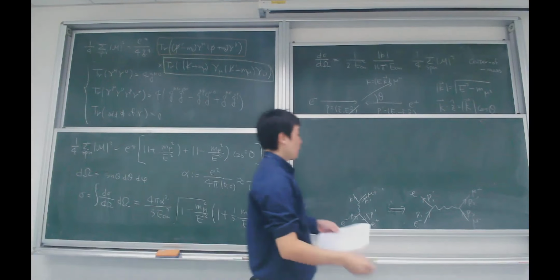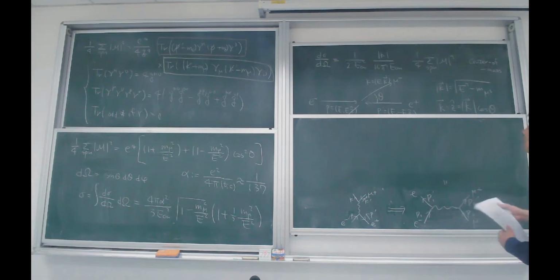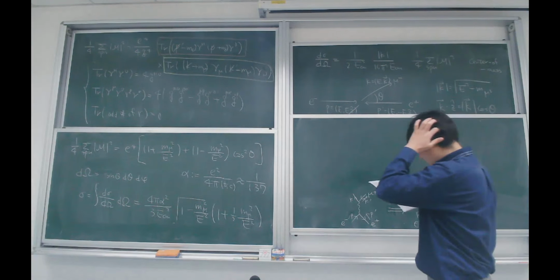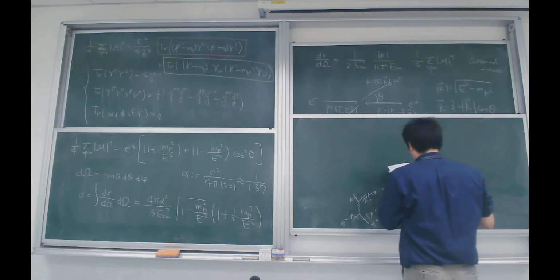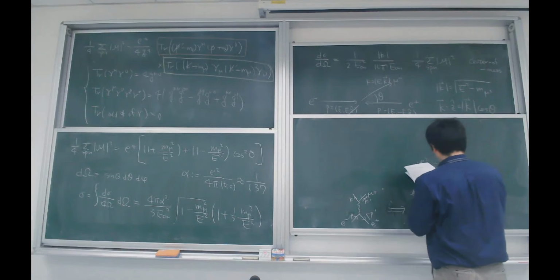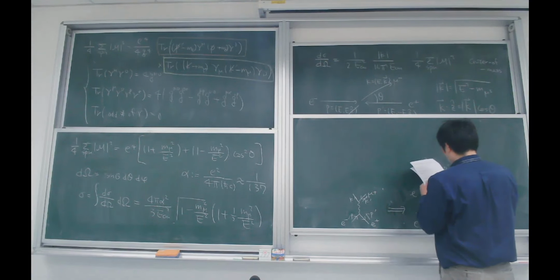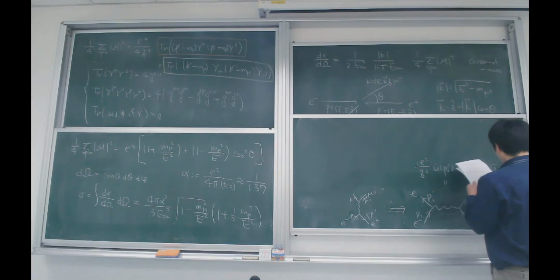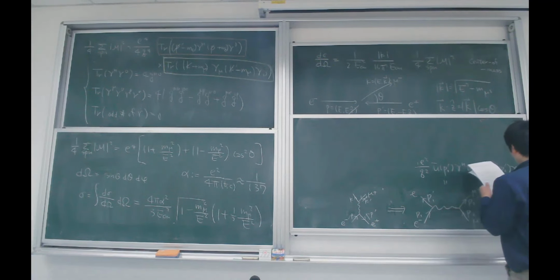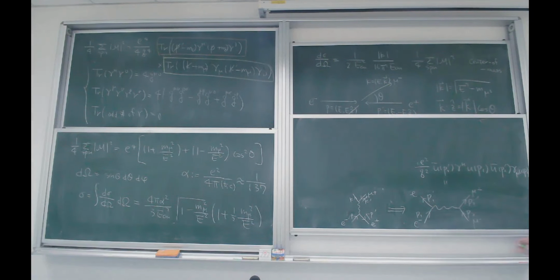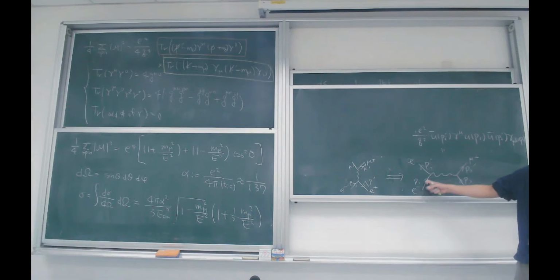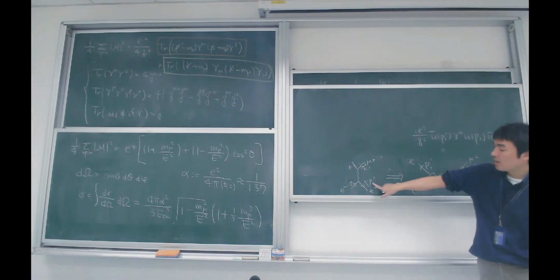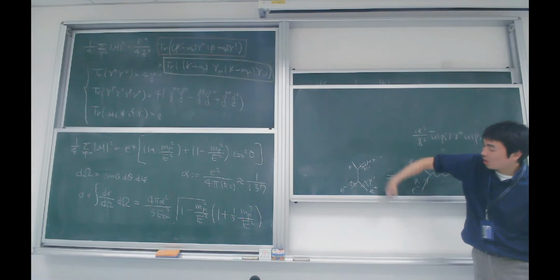This process, you can do the same exercise. To do that, this one is equal to i e squared over q squared, ū(p') γ^μ u(p1) and ū(k) γ_μ u(p2). And in fact, you can easily see it. So here, p1 is like this way, and p1 prime is just the opposite direction of this one.